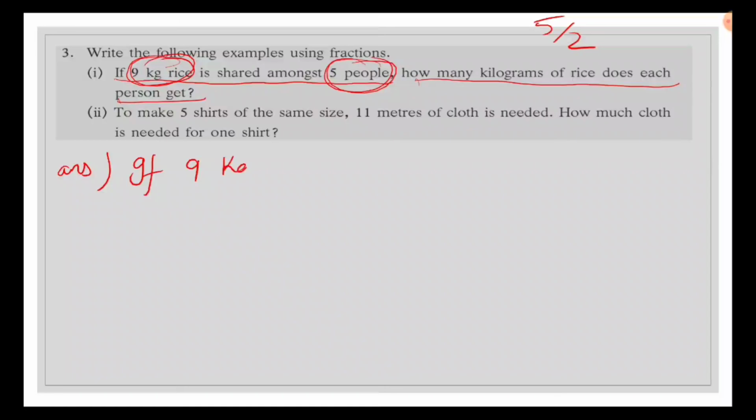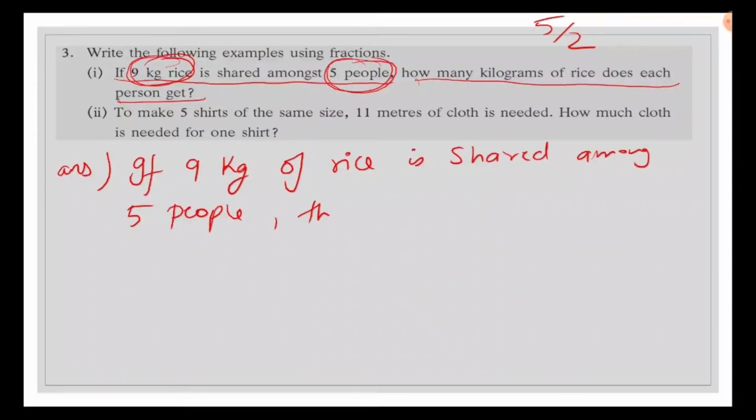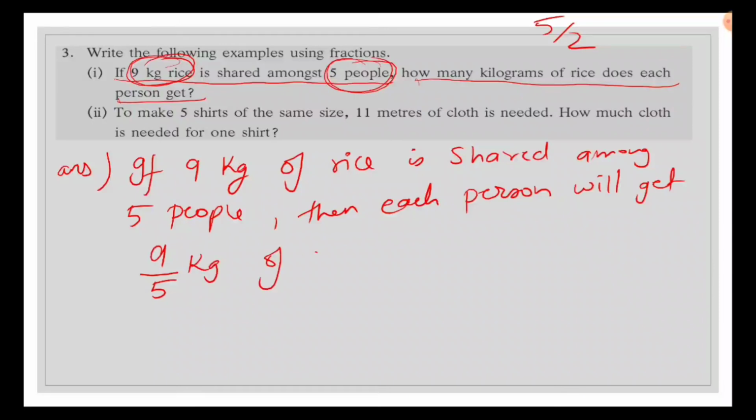If 9 kg of rice is shared among 5 people, then each person will get 9 upon 5 kg of rice. This will be your answer for the first one.